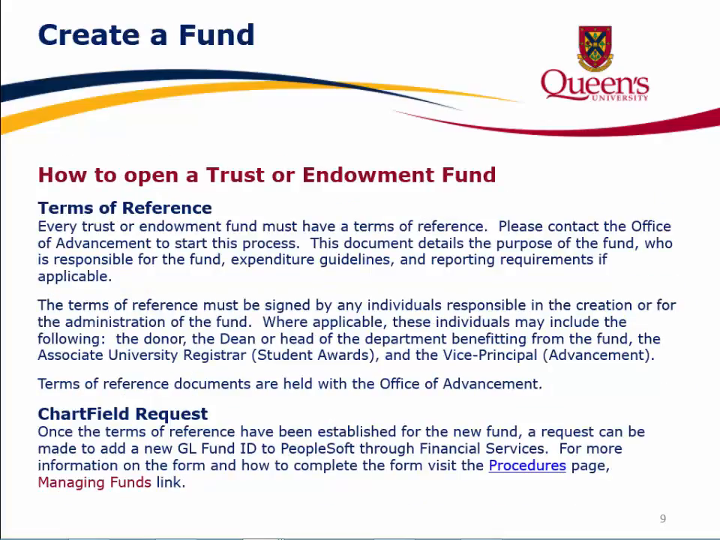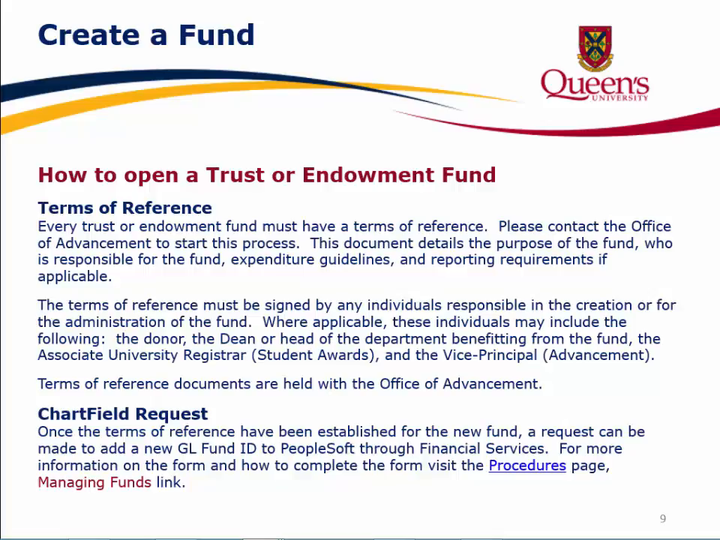Create a fund. How to open a trust or endowment fund. Terms of reference. Every trust or endowment fund must have a terms of reference. Please contact the Office of Advancement to start this process. This document details the purpose of the fund, who is responsible for the fund, expenditure guidelines, and reporting requirements if applicable.